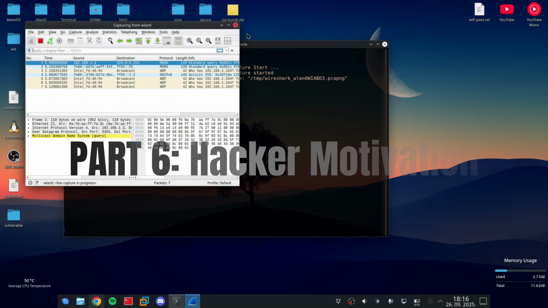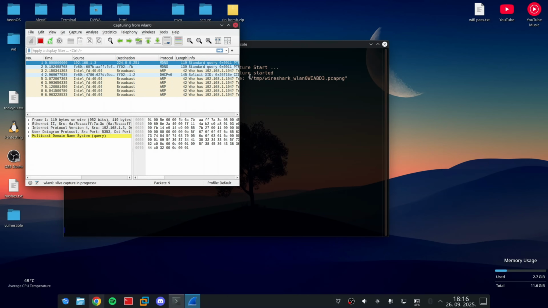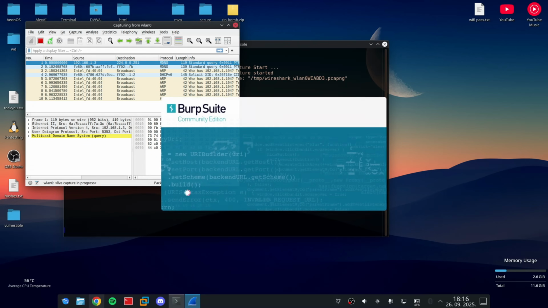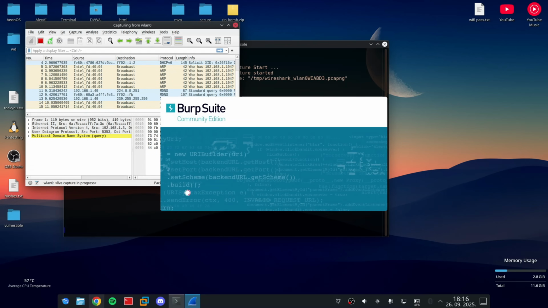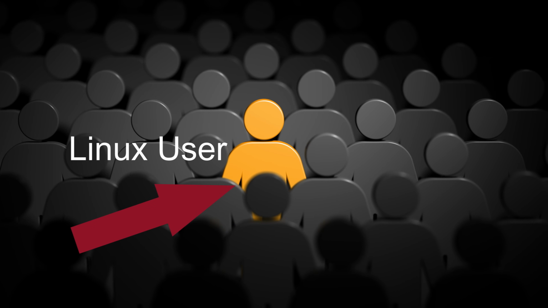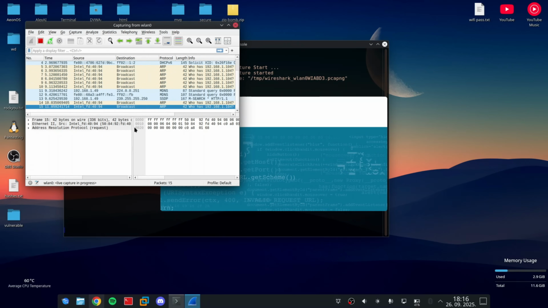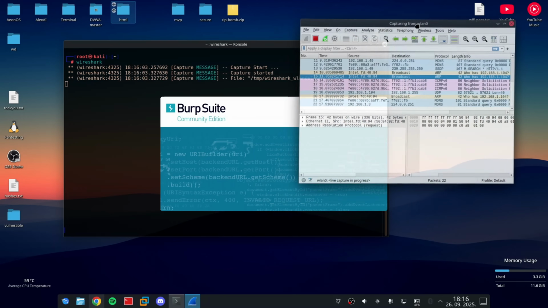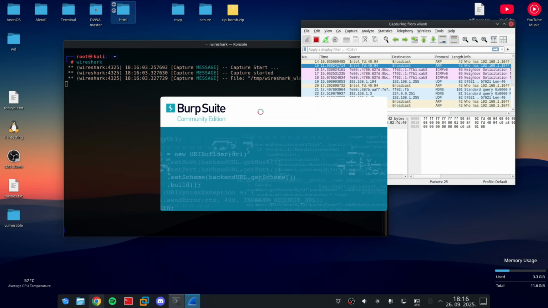Part number 6. Hacker motivation. Now let's address something practical. Why do hackers target Windows more? Think about it. Over 70% of desktops in the world run Windows. Only 2 to 3% of people use Linux on their personal computers. If you're a cybercriminal writing malware, you want the biggest return on your investment. Why waste time building a Linux virus when the average victim probably doesn't even run Linux?